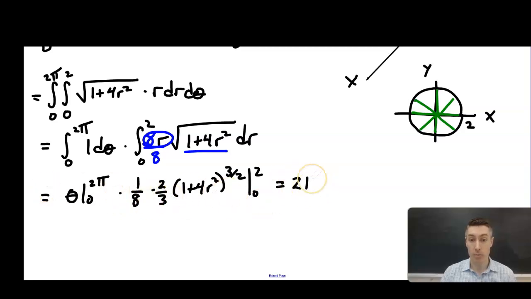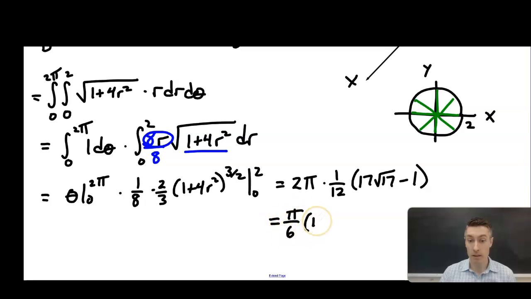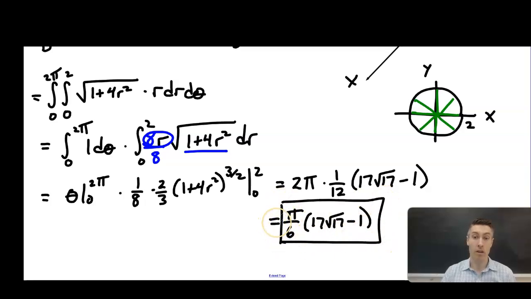So this is going to be 2 pi times 1/12. And then if we plug in 2, that would be 17 to the 3 halves, so 17 square root of 17. And then plug in 0, that's just 1 to the 3 halves, which is 1. So this is going to be pi over 6, 17 square root of 17 minus 1 as our surface area of this particular paraboloid over the given region above the xy plane.